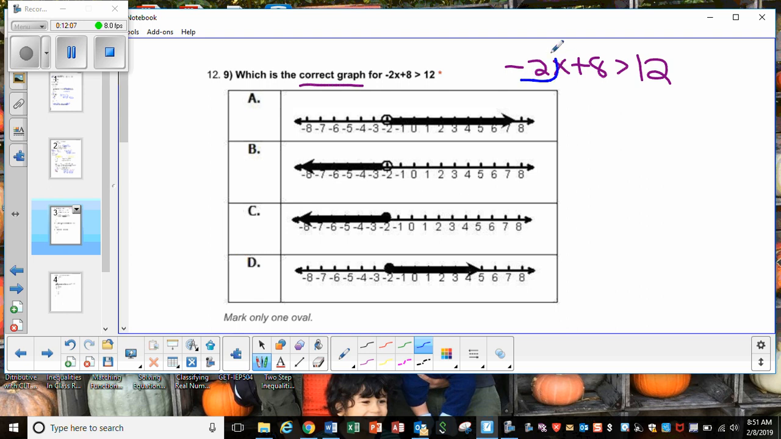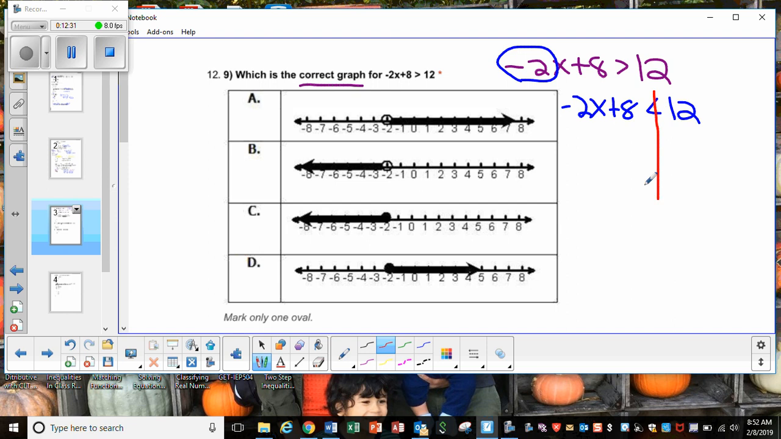What I noticed here is I have a negative coefficient. Remember, the coefficient is the number in front of the variable. So because I have a negative coefficient, I'm going to need to flip the direction of the inequality. So I like to do that at the beginning. Some people do it at the end. I'm not sure what your teacher has shown you, but I know that in my classes we do it at the beginning so that we don't forget to do it.